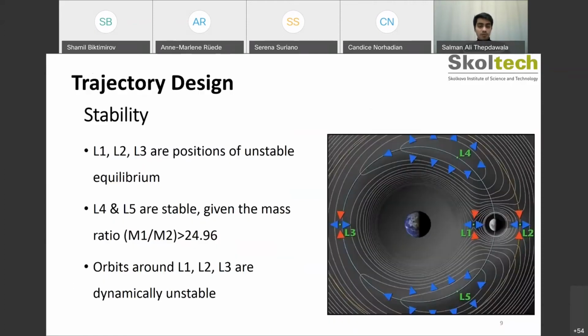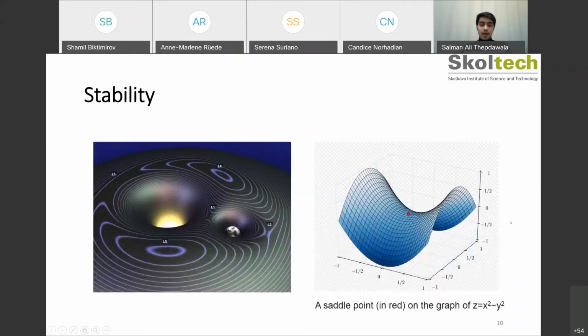But before I go on to that, let me share some important concepts on stability. So out of 5, the first 3 Lagrangian points are basically unstable. The 4th and 5th are stable given a certain mass ratio is followed. So the first and second Lagrange points, we refer to them as saddle points. And what I mean by saddle point is that it has a minimum in one axis direction and a maximum in the cross axis direction.